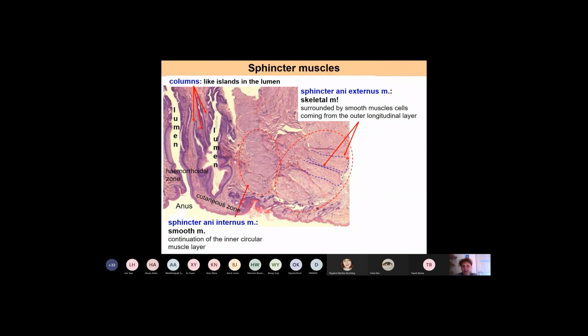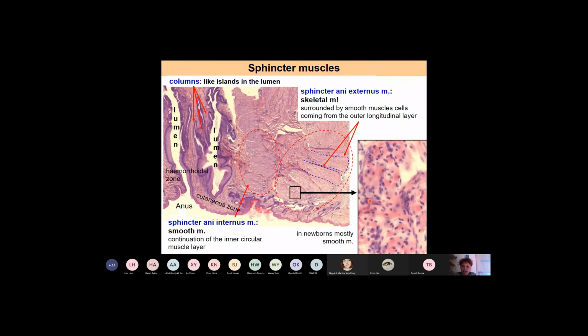And actually the muscle fascicles are surrounded by thin smooth muscle layers, which correspond to the continuation of the outer longitudinal muscle layer, but inside of these units later the skeletal muscle fibers will appear. Yes, and if we enlarge an area, not everywhere, but here, for example, we can already see some skeletal muscle fibers with eccentric nuclei. Yes, so this is skeletal muscle already.